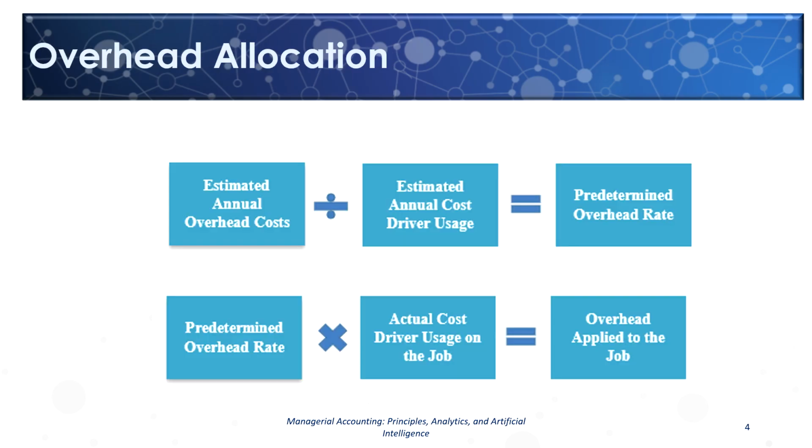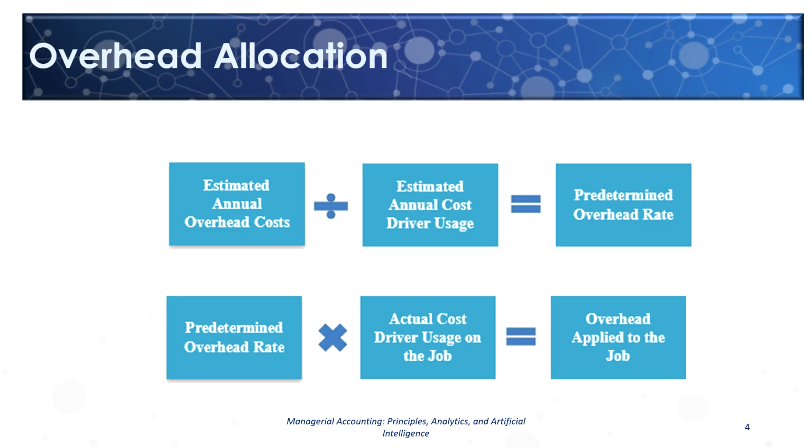Now we discuss overhead. Overhead includes indirect production costs, such as factory utilities, depreciation, factory supervisor salaries, and indirect materials. Because overhead cannot be traced to one specific job, it must be allocated. Companies apply overhead using a predetermined overhead rate.